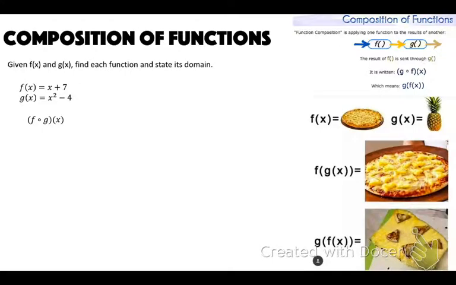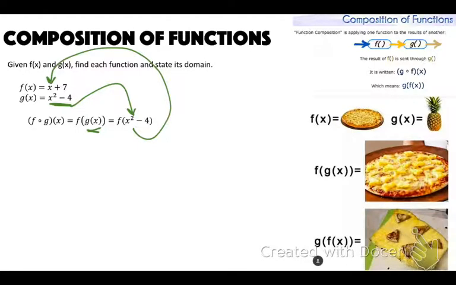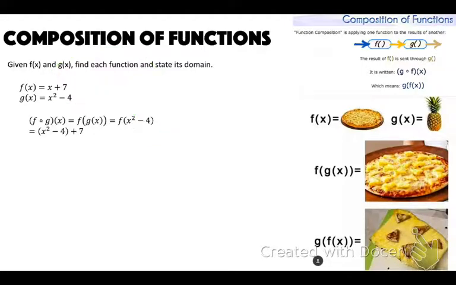Okay, let's do these ones. So these ones we're not actually given numbers, we're just given the x. So f of g of x, well, that's the same thing as f of g of x. So then I'm going to take the g of x function and plug it into the x on the f function. So then this becomes x squared minus 4 plus 7, which would be x squared plus 3.